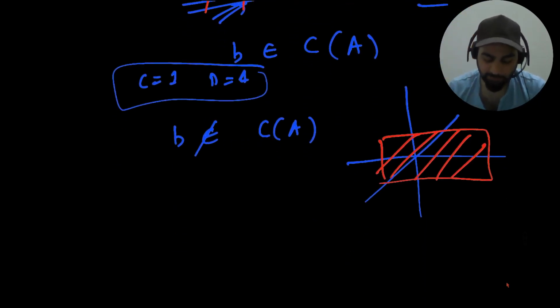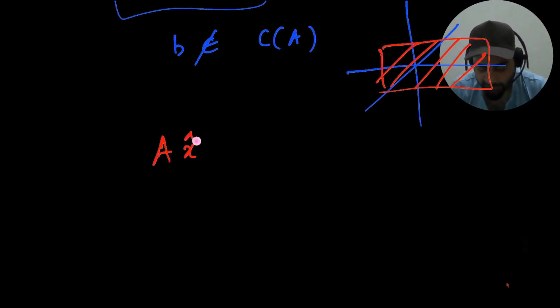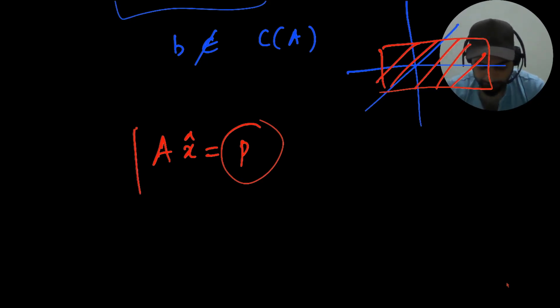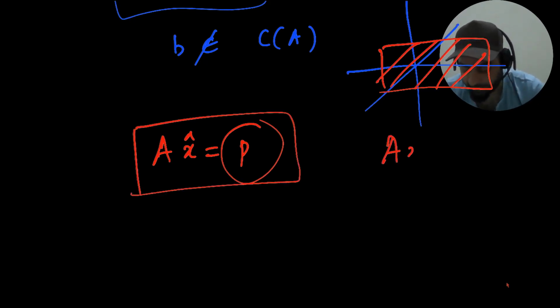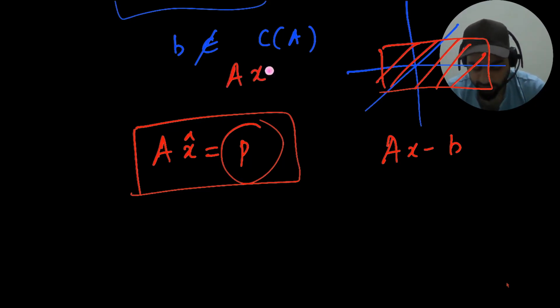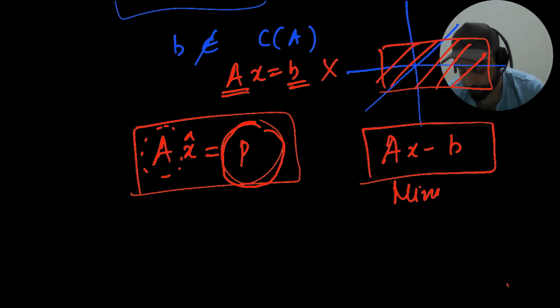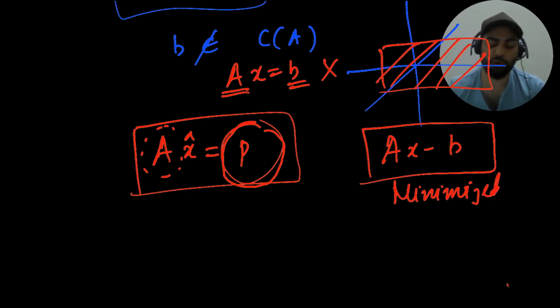So in that way, what we are trying to do is solve Ax hat equal to p. We are trying to find a vector p which is closest to b, such that Ax minus b should be equal to 0 ideally. But we now know that this cannot be solved, because b does not lie in the column space of A. So we will find some p which lies in the column space of A, under the condition that Ax minus b should be minimized. Is the mathematical model of this problem clear? Is it clear now?